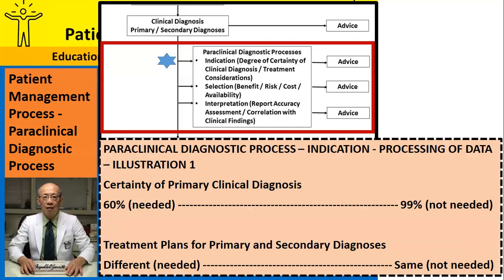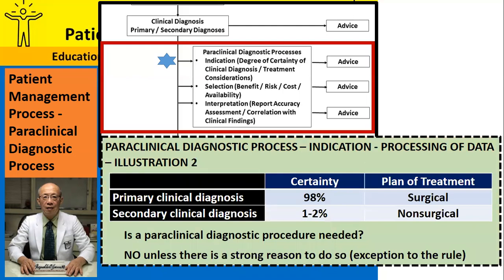Certainty of primary clinical diagnosis, if it's just 60% to less than 90%, which is not certain, then you need a paraclinical diagnostic procedure. If it's 90 to 99%, which is categorized as certain or quite certain, not needed. Treatment plans for the primary and secondary diagnosis, if it's the same, as a rule, not needed anymore.